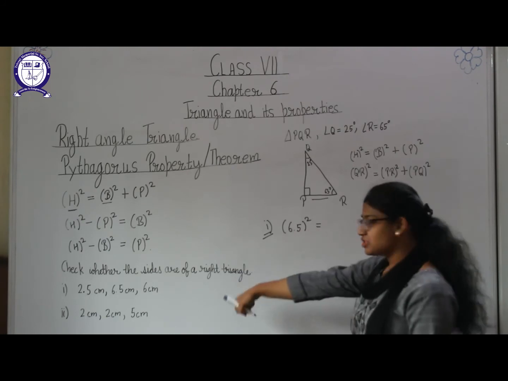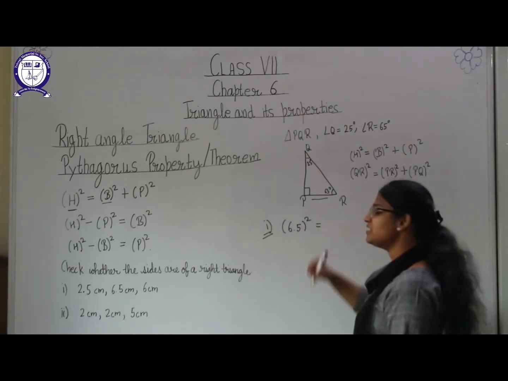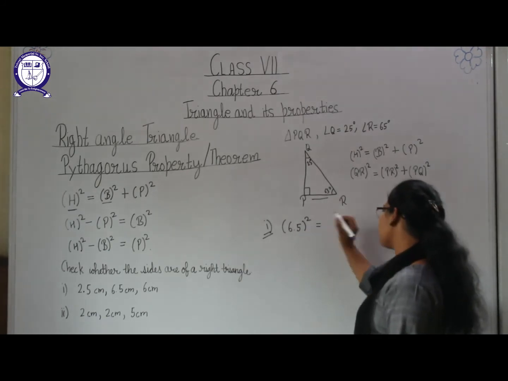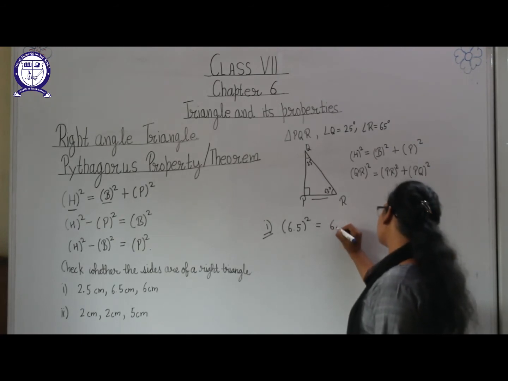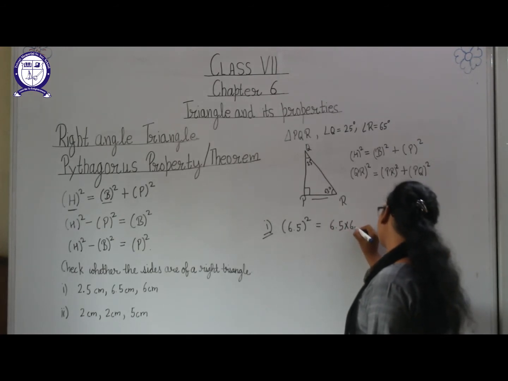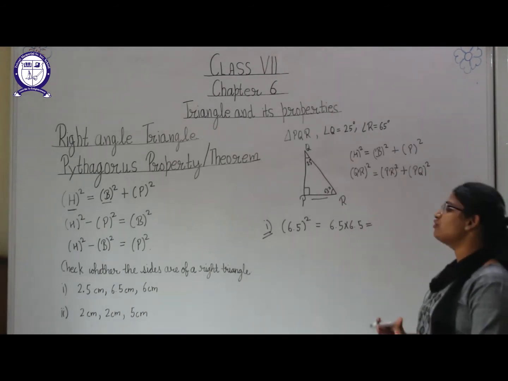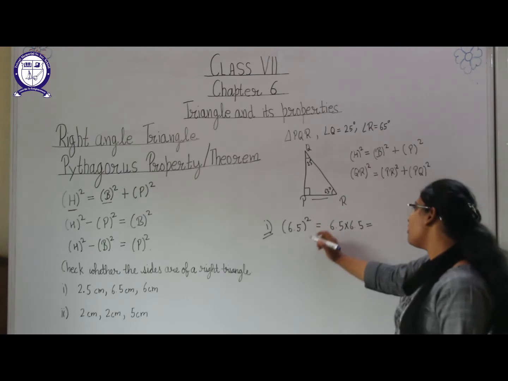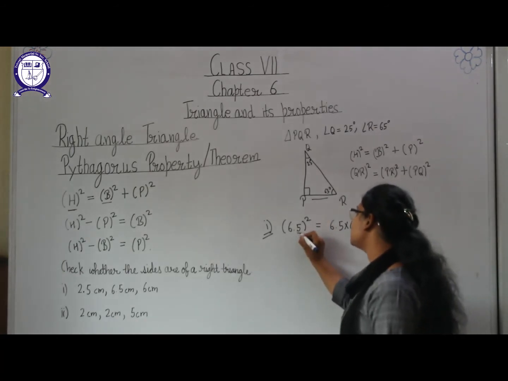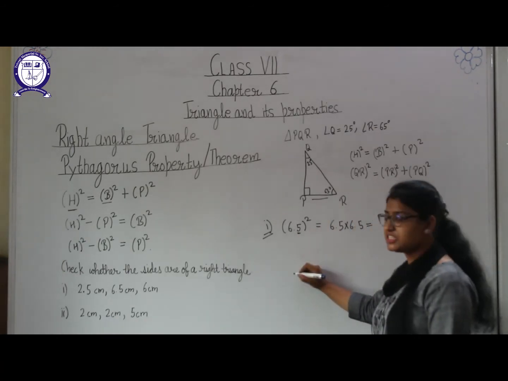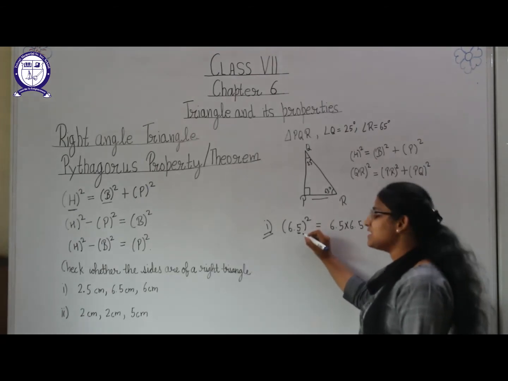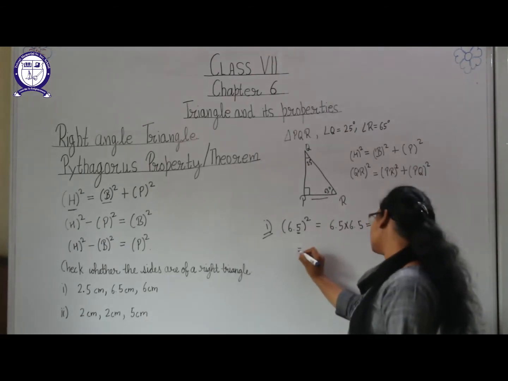The largest one is 6.5 here and we will find its square. So for 6.5, you have to multiply 6.5 by 6.5. And students, there is a shortcut. If you have to find the square of a number whose unit place digit is 5, here the unit place digit is 5, it means you can easily find its square like this.